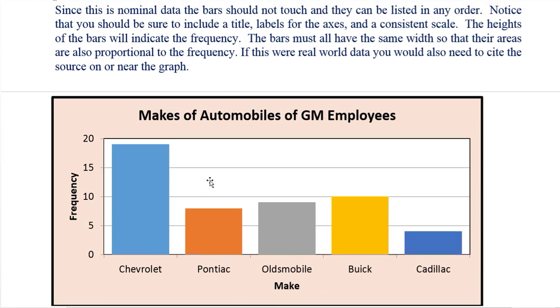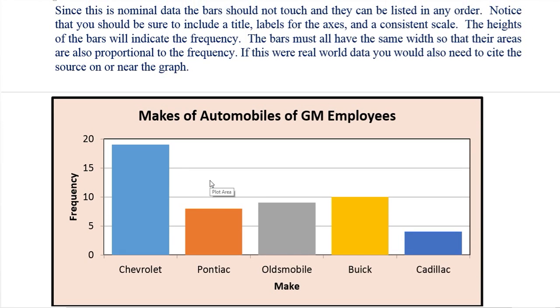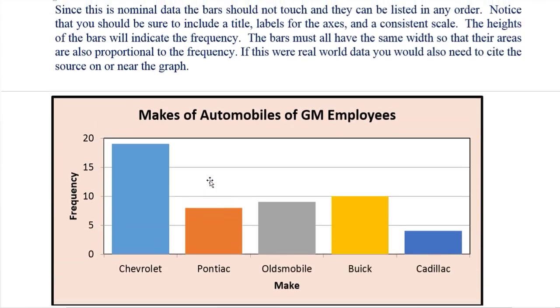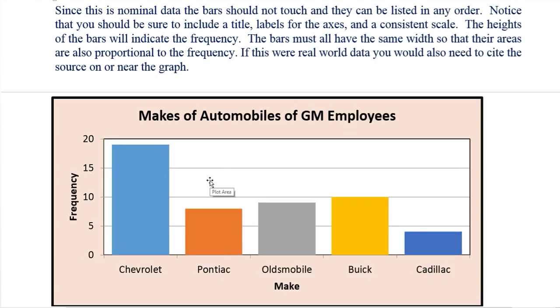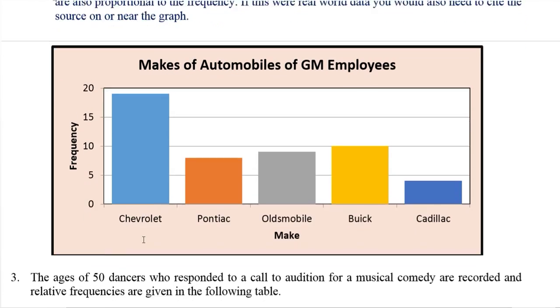So here's a bar graph. We could also make a circle graph of the same thing, but we already decided that a bar graph is probably better. So from this, for example, you can clearly see that there are more Chevys than everything else. Cadillacs are the least, and so forth.